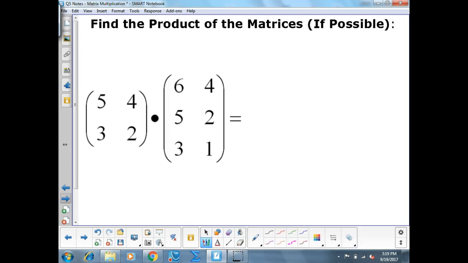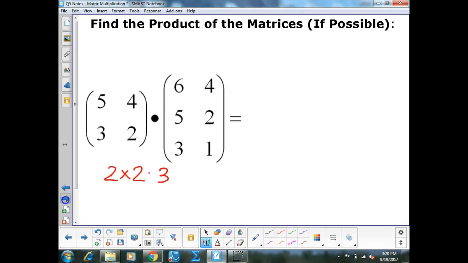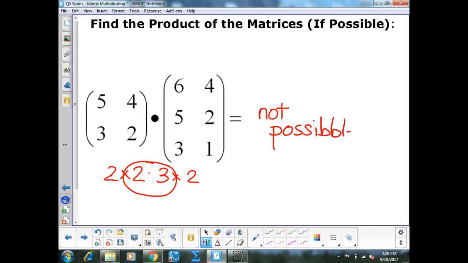This time I look at the size of the matrices that I'm multiplying together, and I start with a 2 by 2, 2 rows and 2 columns. And I want to multiply it with 3 rows by 2 columns. And is this possible to multiply together? And the answer is no. The dimensions of these 2 matrices, it's impossible.